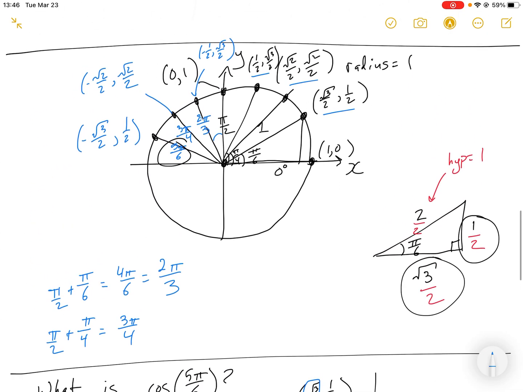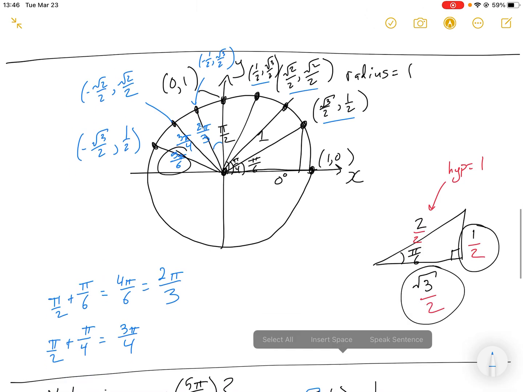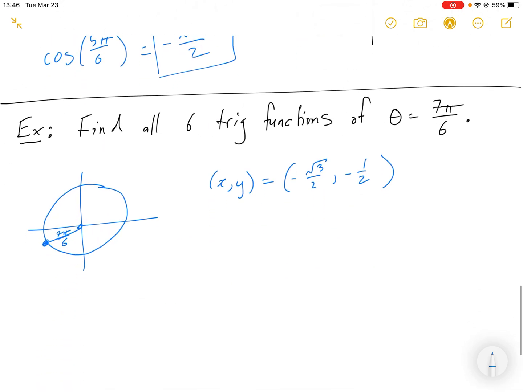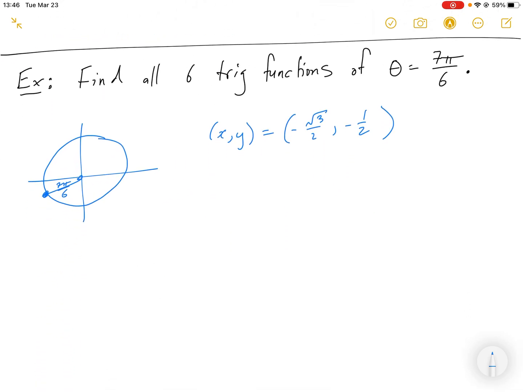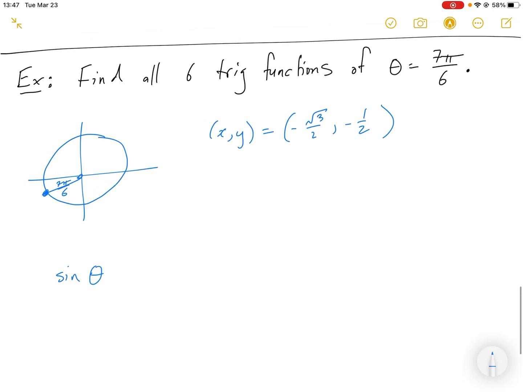You'll start to develop a pattern here. So notice all the over 6's have the root 3 over 2 first. But don't worry too much about memorizing right now, memorizing the unit circle. You will probably have to do it next year in calculus though. Okay, so we have our x and our y. Now I'm trying to find all 6 trig functions. So all I have to do at this point is say, okay, what's sine of theta? Remember theta was 7 pi over 6. So sine was the y value, so I get negative 1/2.